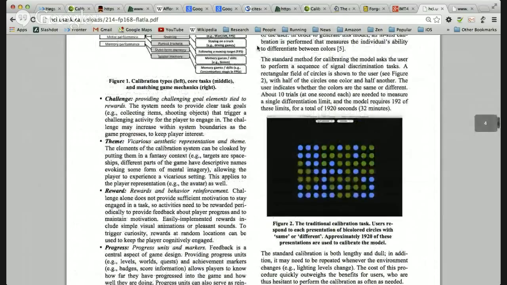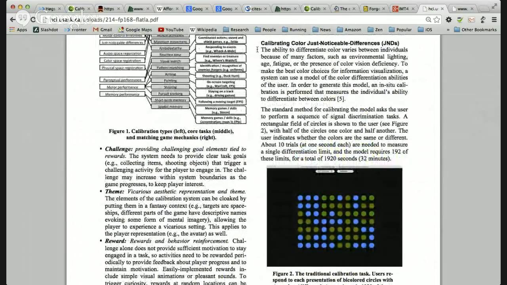So the first one is for calibrating color, just notable differences. And that's for calibrating how little change in color is necessary for a person to notice. And the standard method, that's the picture at the bottom right there, is just you have a picture of a lot of color circles with half of them being a different color. And you have the person then say if they can tell the circles apart. But it's really tedious and boring for the user because this takes about half an hour, and that's if you can do one measurement a second. So that's why this calibration procedure and others like it are often skipped, because it is really, really unenjoyable for the person who has to do it.